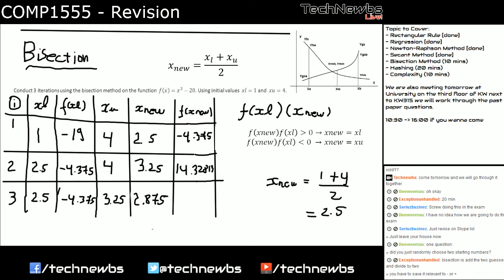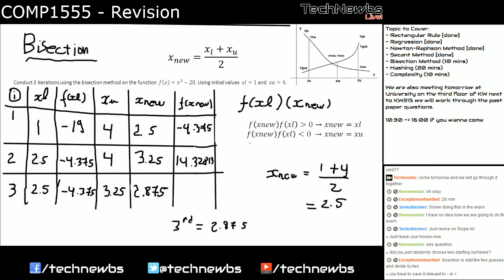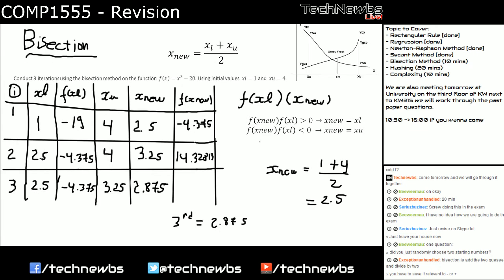Okay, so this is the value for the third iteration. And yeah, you could just keep on going now. But that's essentially how to do the bisection method. You gotta make sure you put the x new value into the right column on your table. So yeah, that's the bisection method. Any questions?